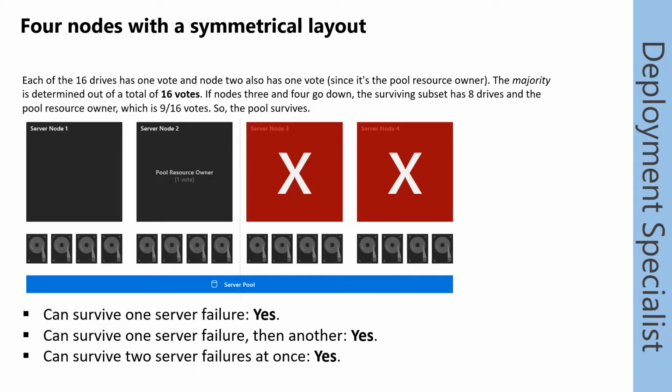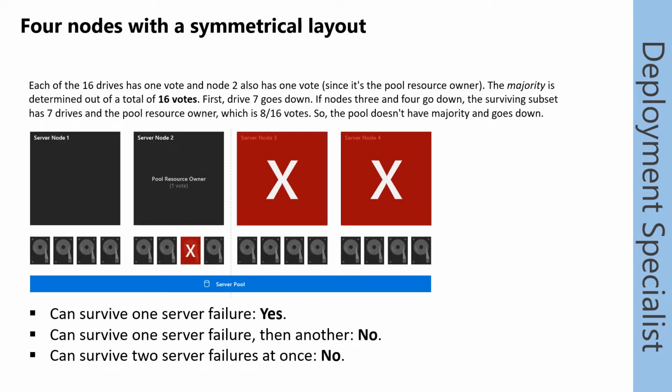What we cannot survive regarding the pool quorum is the situation that maybe 2 servers fail and an additional disk drive fails. Because in this situation, we have less than 50% of the pool quorum votes, and this means the pool will go down.